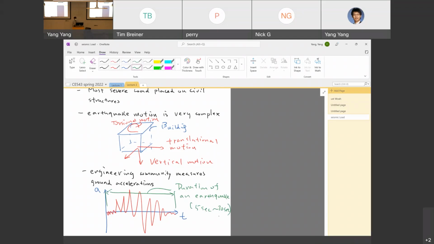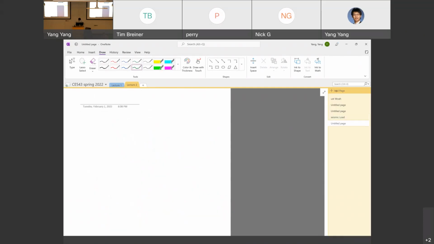So far we have talked about blast load and the seismic load, and as you can see here, both of them, the load is a function of time. The response of the structure under those types of load is much more complex than a structure under static load. Later on, let's talk about the live load.